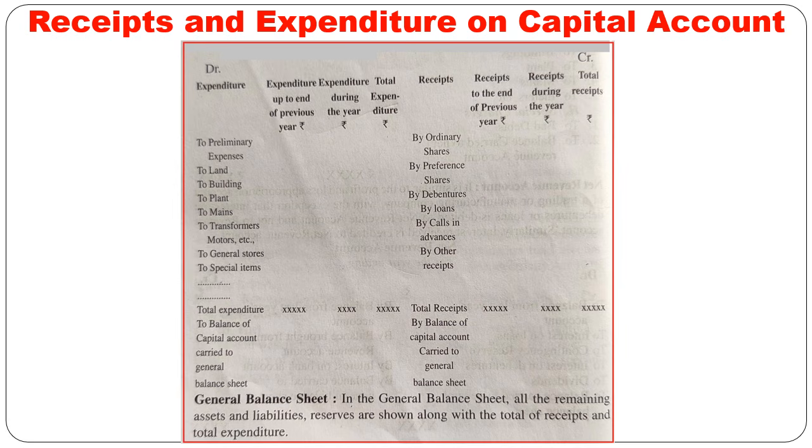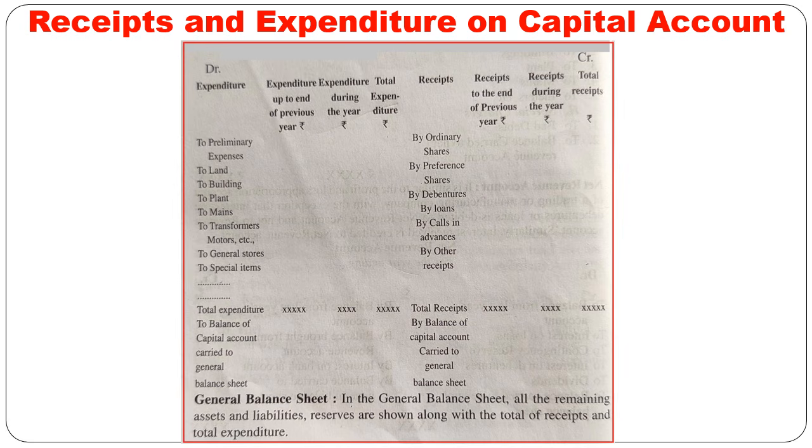So when you see the expenditure side, we have preliminary expenses, land and building, plant, mains, transformers, motors, general stores, special items. On the receipt side, we find ordinary shares, that is share capital, equity, then preference share capital, then debentures, any long-term loans, calls in advance, and any other receipts which are long-term in nature. That will be recorded.